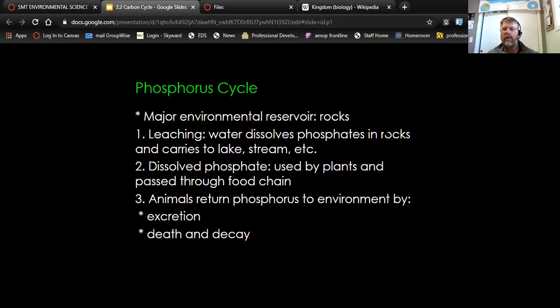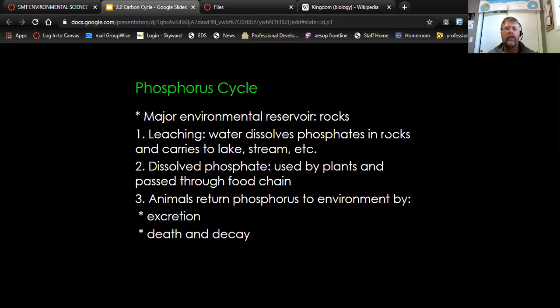Okay, and then the other cycle we wanted to look at was the phosphorus cycle. Remember we said the water cycle, most of that is in the ocean. Carbon cycle, most of that is in plants. Okay, the nitrogen cycle, most of that was in the air, and the phosphorus cycle, most of that is in rocks.